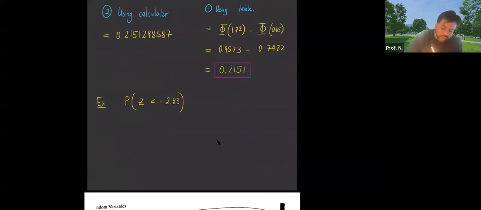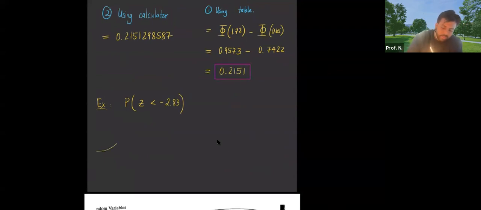So again, drawing this out helps, okay? Having a visualization of what you're finding helps a lot. So this is 0, this is -1, this is -2, this is -3. So negative 2.83 is somewhere close to -3. So I want to find negative 2.83. I want to find this area.